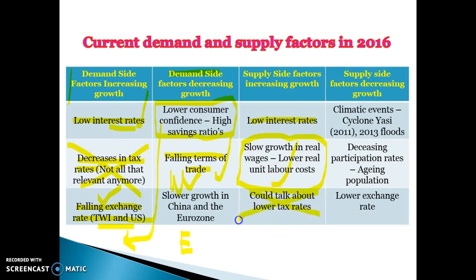Again, tax rates aren't really changing, so I wouldn't focus on it too much. You could say the company tax rate went down last year as a positive demand and supply side factor, but it's probably not as relevant. Supply side factors, again, a little bit outdated. We haven't really had any big natural disasters.